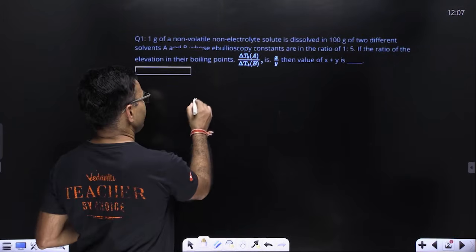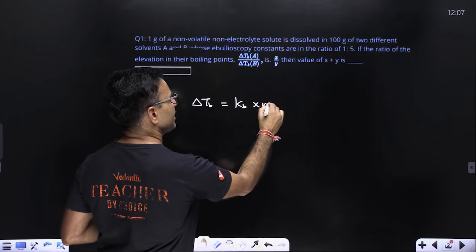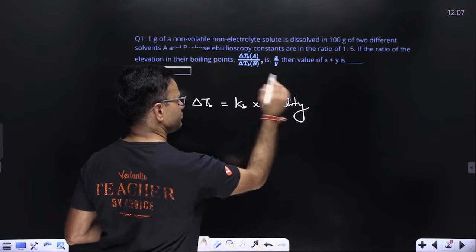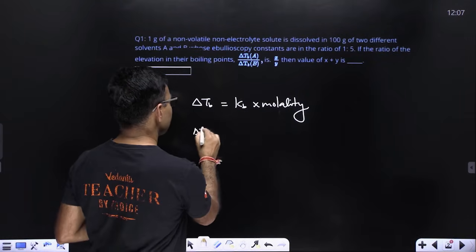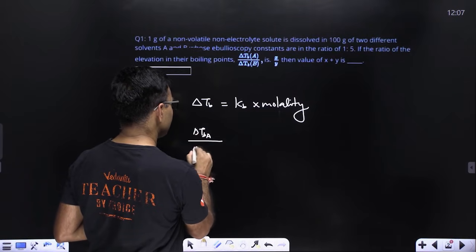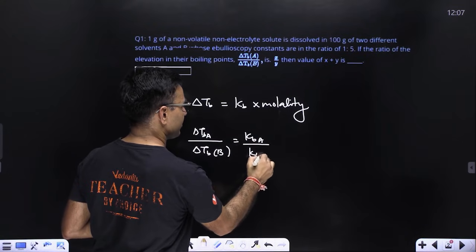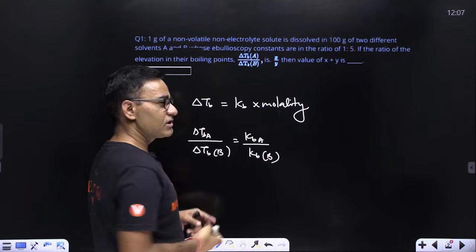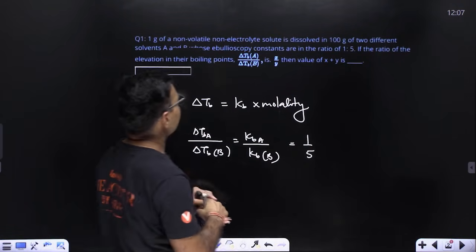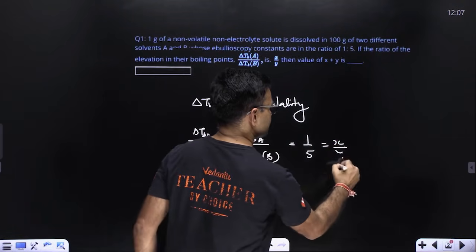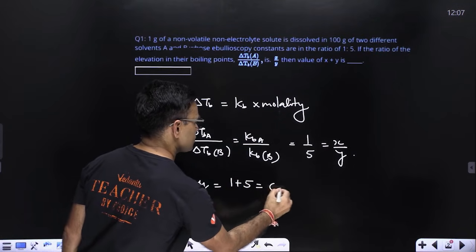So, a simple question. We know that delta Tb is directly proportional to molality, or simply Kb into molality. The moles of solute are constant and the weight of solvent is also constant, so delta Tb for A upon delta Tb for B must equal Kb for A upon Kb for B. The molality will remain the same for the two solutions, and the ratio given is 1:5. If I assume this is x upon y, then x plus y is going to be 1 plus 5, so your answer is going to be 6.